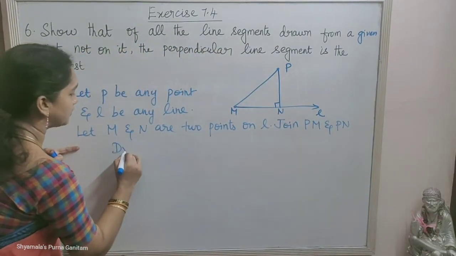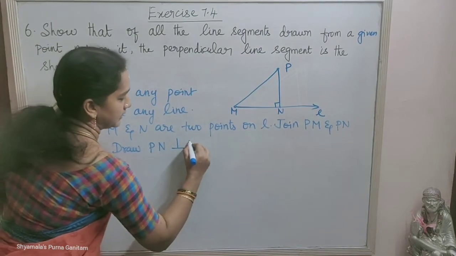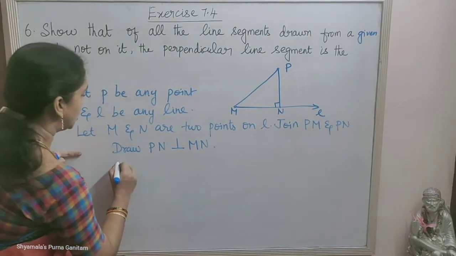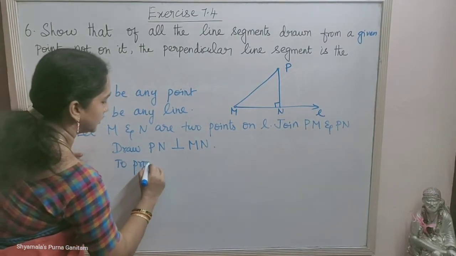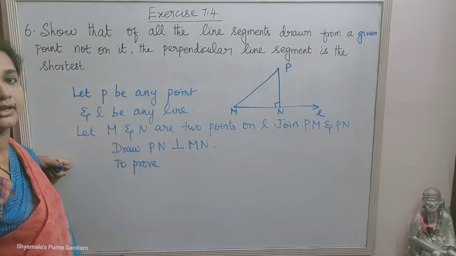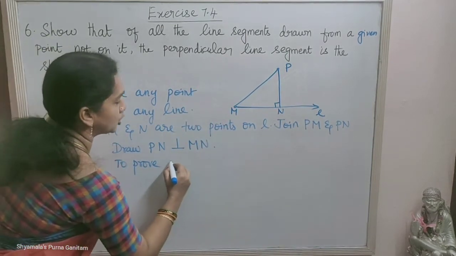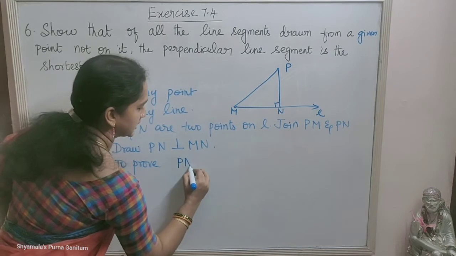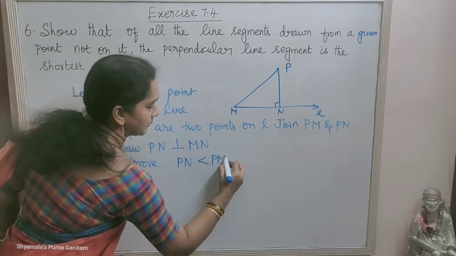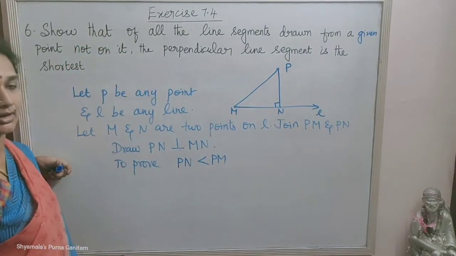Draw PN perpendicular to MN. To prove that this perpendicular line segment is the shortest distance, we need to prove that the length of PN is less than PM. PN less than PM. This is the thing we are asked to prove.